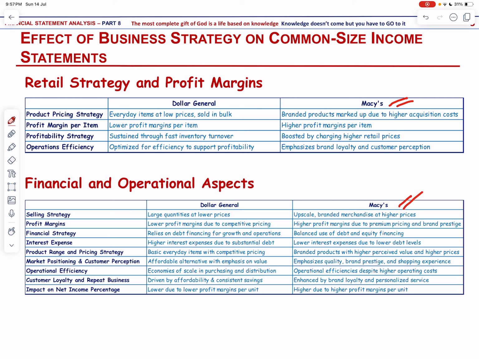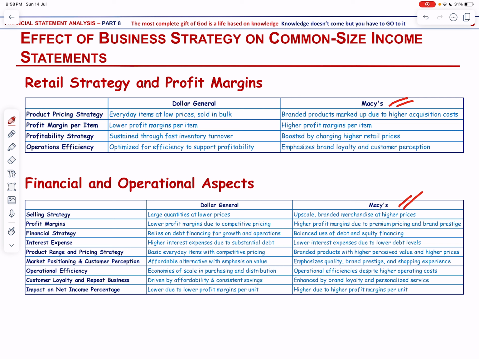Finally, Mackey's attracts affluent customers with higher purchasing power. These customers are willing to spend on premium and discretionary items. This demographic contributes to higher average transaction values and potentially higher profit margins for Mackey's. Dollar General targets budget-conscious consumers seeking value-oriented purchases. The emphasis on lower priced items and frequent promotions boosts sales volume. However, this strategy often leads to compressed profit margins.